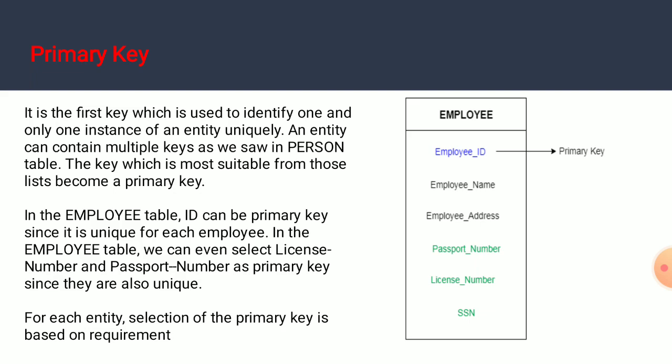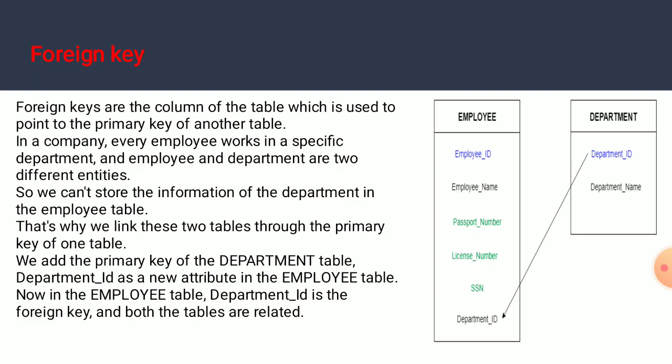In the employee table, the ID can be the primary key as it is unique. We can even select license number and passport number, as they are also unique. The selection of primary key is based on requirement and is also decided by the database administrator. Now another type of key is known as the foreign key or reference key. Foreign keys are the columns of a table which are used to point to the primary key of another table. So here we take an example in a company.